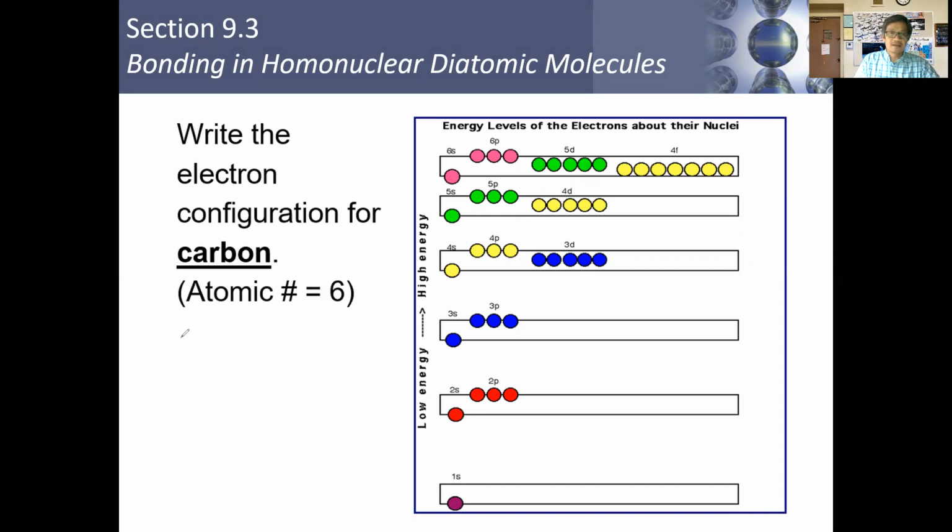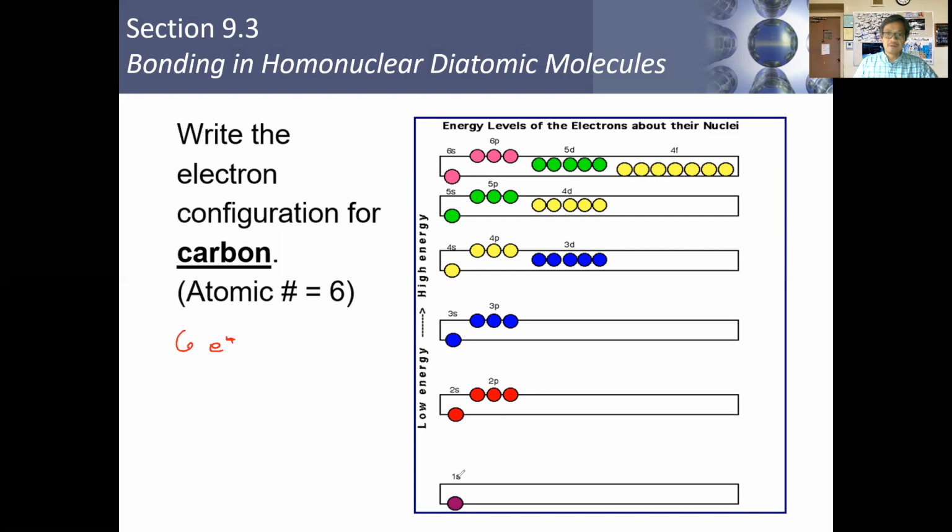Okay, so carbon has a total of six electrons. And so then what we did was we started filling in this diagram using the three rules that we used to fill in electron configuration. Okay, so carbon has 6 total electrons.